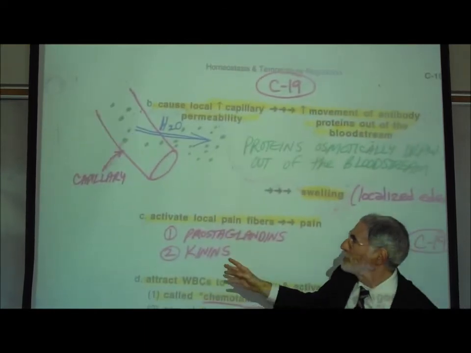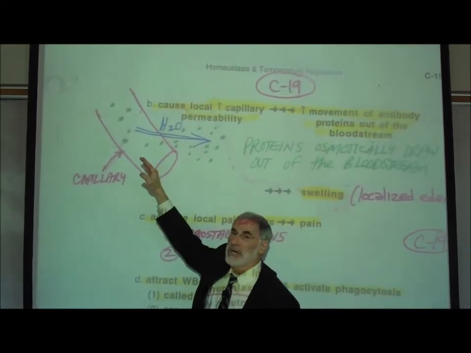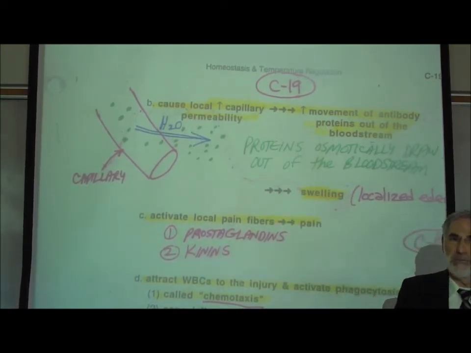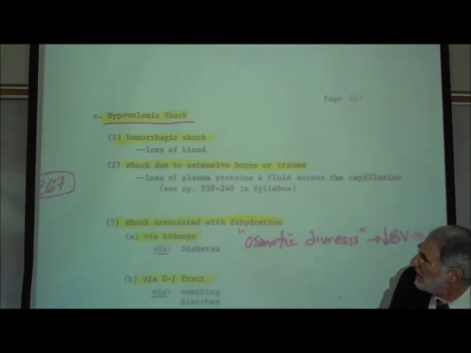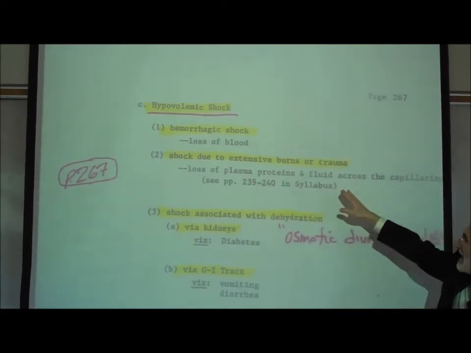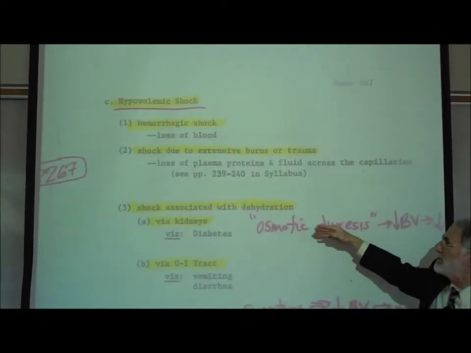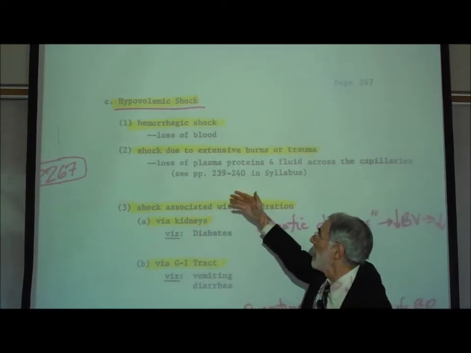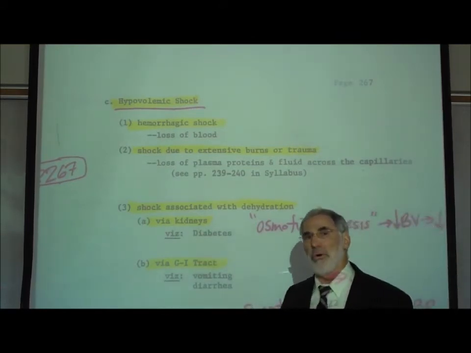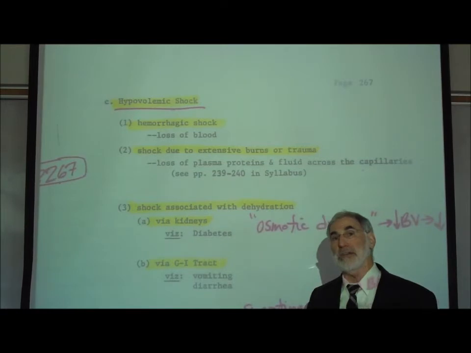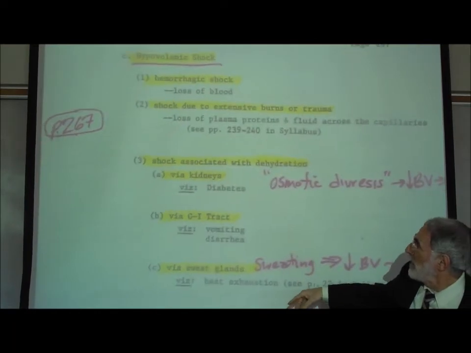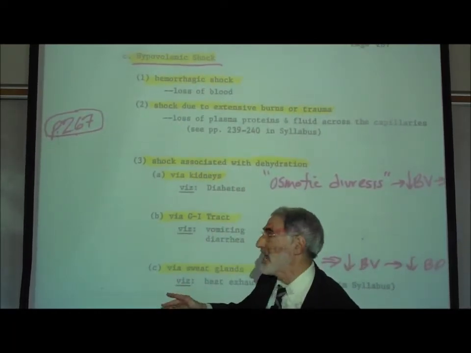But notice what that's also doing. It's lowering the amount of fluid in the bloodstream, decreasing the blood volume and leading to a drop in blood pressure. So returning back to page 267, we simply said that this loss of the plasma proteins and fluid across the capillaries can lead to this decrease in blood volume called hypovolemic shock. Another example of where fluid can leak out of the bloodstream causing a drop in blood volume is related to dehydration. So I'll give you a couple of examples of this.